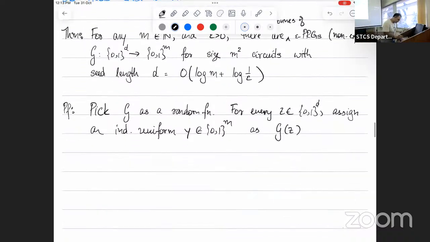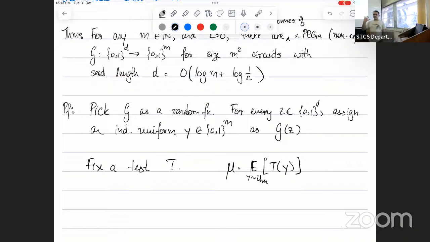Okay, so now let's do the following. Let's fix a test. We are trying to compare the following thing. Let's define mu to be the actual expectation of this test, where y is chosen uniformly at random. This is the actual expectation of whatever this test has. The next thing I want to know is what would be the expectation had I used the generator. That is going to be my mu hat. And what is this going to be? This is basically the sum over i going from 1 to 2 to the d of t of g of z_i, and maybe I need to divide by 2 to the d.